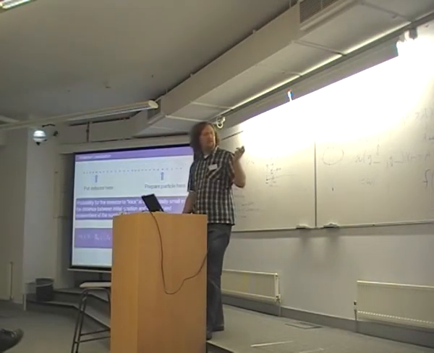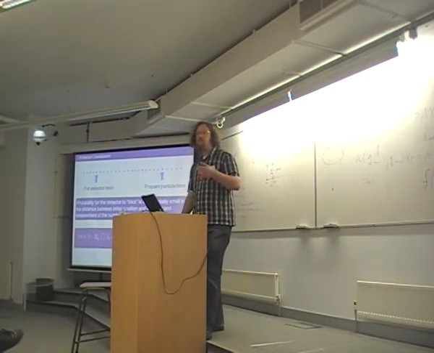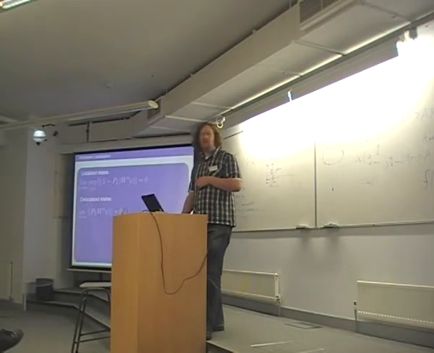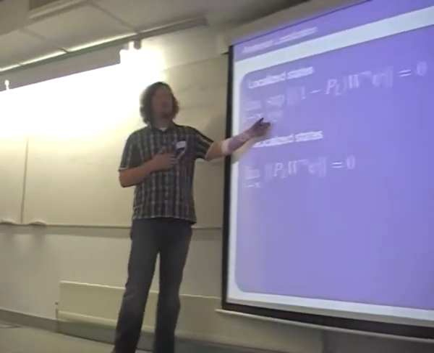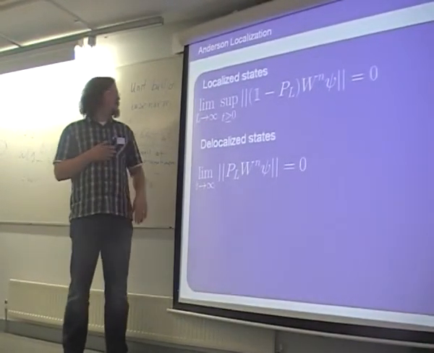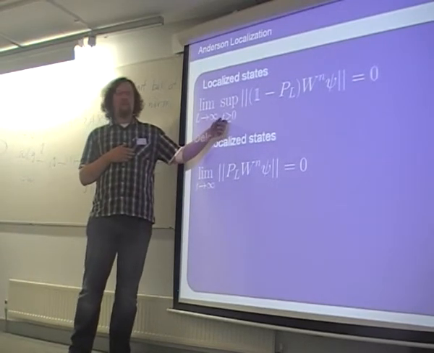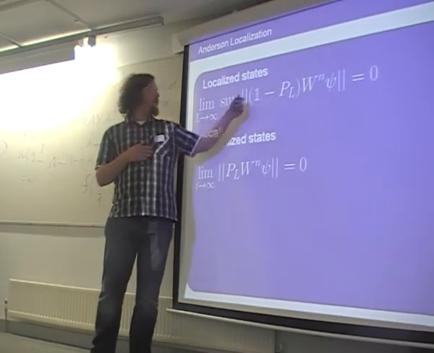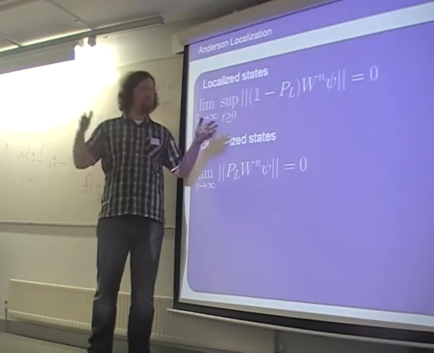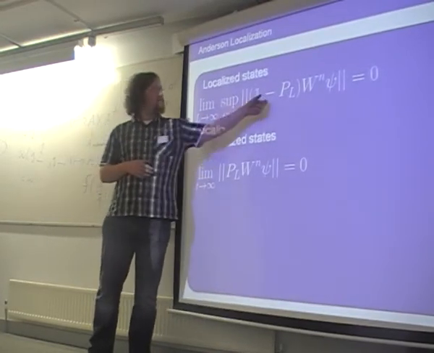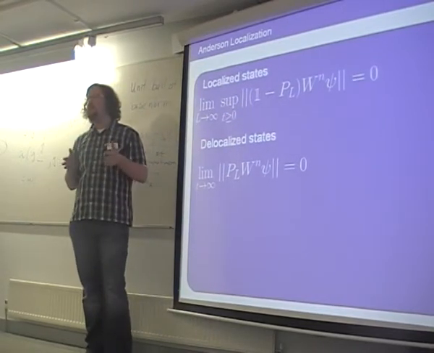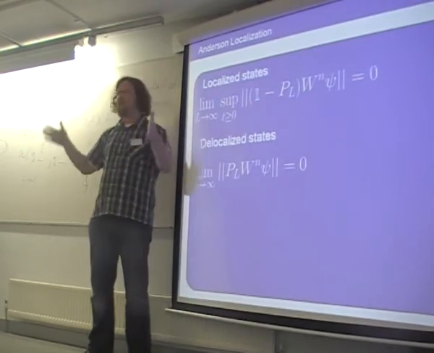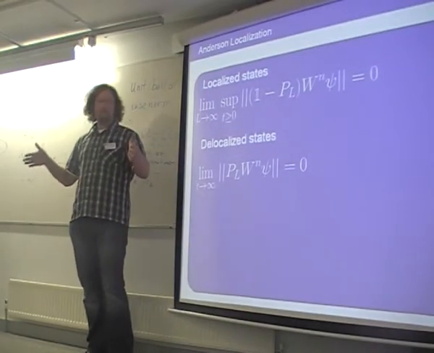I said that it's what you would call a dynamical localization, but you could also ask for other kinds of localization. So for example, you could ask what the localized state should look like. And here's some definition for that. I look at all times, and if I find the particle for some distance in a fixed spatial region, then I would say the particle is localized. So the P here just projects onto some part of my lattice.